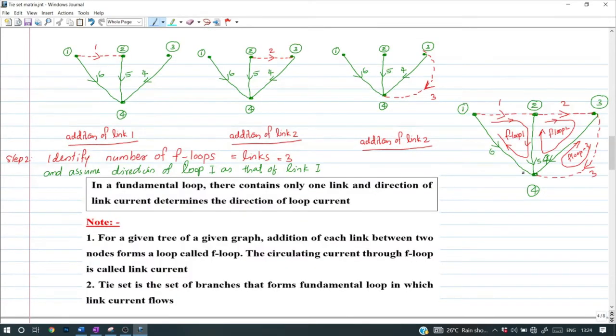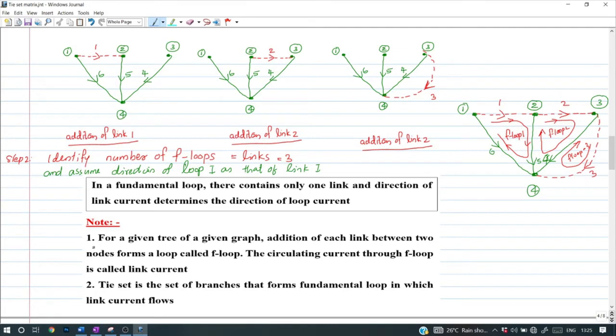This is shown here. This is fundamental loop 1, this is fundamental loop 2 and this is fundamental loop 3. In a fundamental loop there is only one link, and the direction of the link current determines the direction of the loop current. So loop current is sometimes termed link current. Why? Because the loop current is decided by the link current direction. Whatever the link current direction, that is taken as the loop current direction.